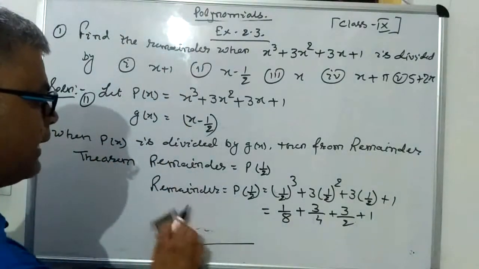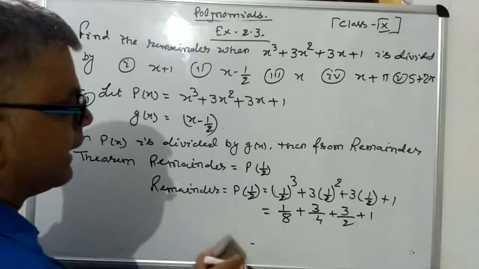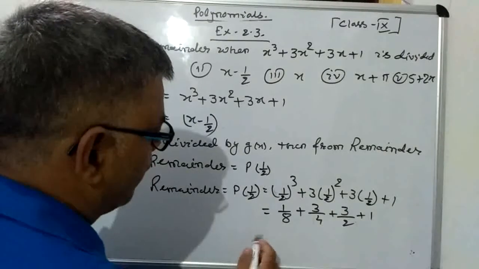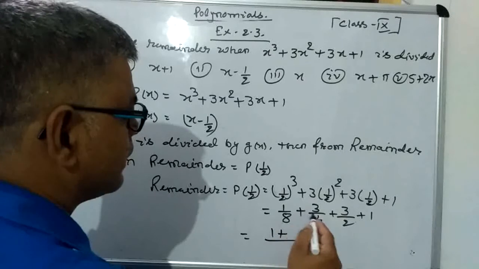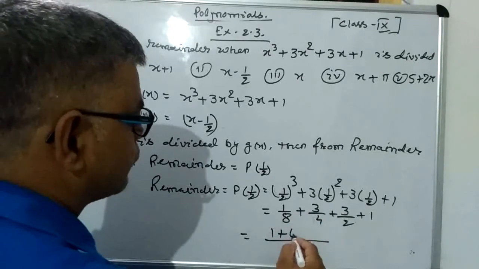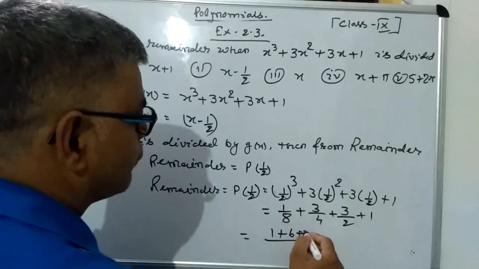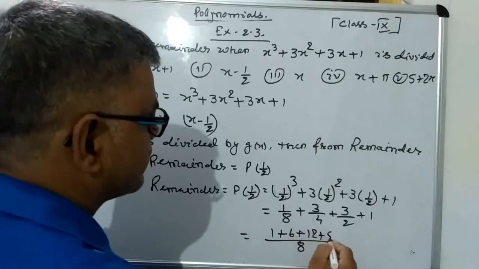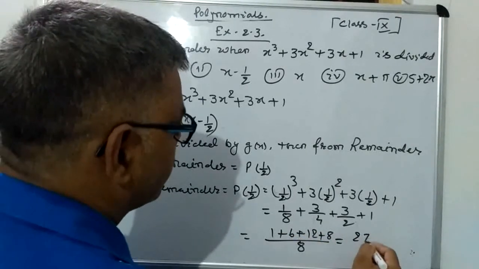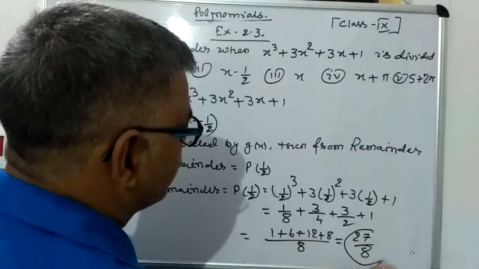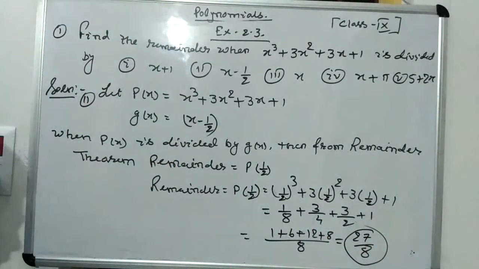Again you simplify it by taking the LCM. So when you take the LCM, then it will be 1 plus 4 twos are 8, 3 twos are 6, plus 2 fours are 8, 3 fours are 12, plus 8. That is 20 plus 6 plus 1, 27 by 8 is the required remainder when it is being divided by x minus 1 by 2.